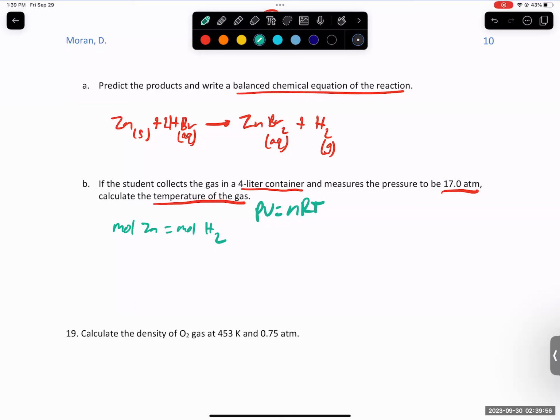So solve it out. We're going to solve for temperature here. Our pressure is 17 atmospheres. Our volume is 4 liters. Our moles, as we just determined, is 2.34. R is a constant, 0.0821 atmospheres liters over moles Kelvin. And then temperature, T, is what we're solving for. So if we plug this into our calculator, what will you get?